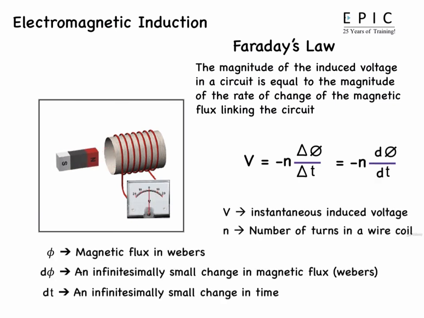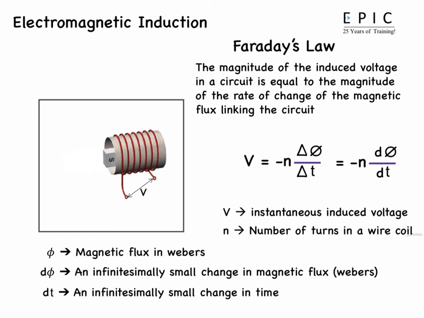Or in terms of calculus, the magnitude of the induced voltage in a circuit is equal to N dΦ by dt. The term dΦ by dt means the same thing as ΔΦ by Δt, only in terms of calculus, the dΦ by dt indicates an infinitesimally small change in the flux and the time. V, of course, is the instantaneous induced voltage. Φ is the magnetic flux in webers. dΦ is the change of magnetic flux, also in webers. And dt is the change of time in seconds.